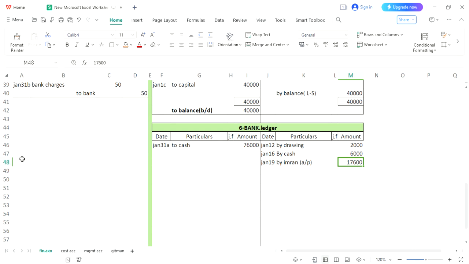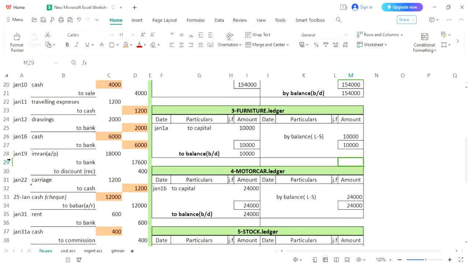Date, okay. Reference we have mentioned. Amount 17,600 is posted. That means this amount is rightly converted into the ledger. Mark it as done. Still, the bank ledger has not been completed. We will see if bank is present anywhere else. Come downward and see the entries.